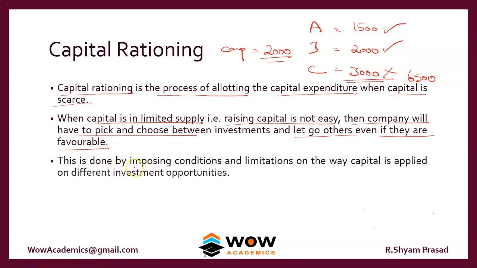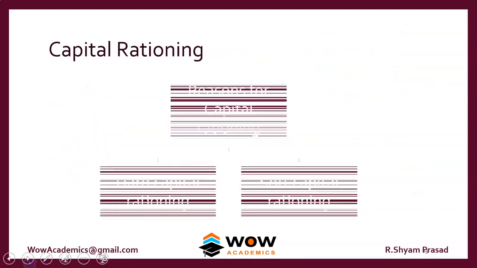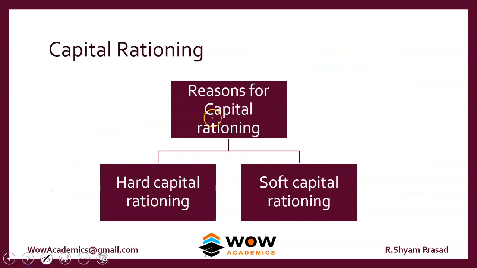This is done by imposing conditions and limitations on the way capital is applied on different investment opportunities. Okay, so the company has to create some kind of a priority method based upon which the capital is to be allocated. The company does not have enough capital because of two reasons. One is called hard capital rationing and the other is called soft capital rationing. So we'll see the reasons for both.